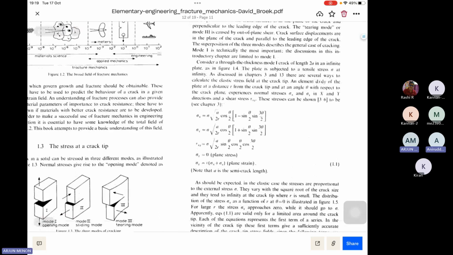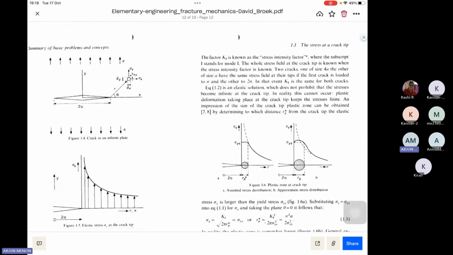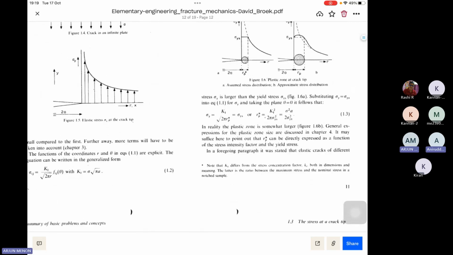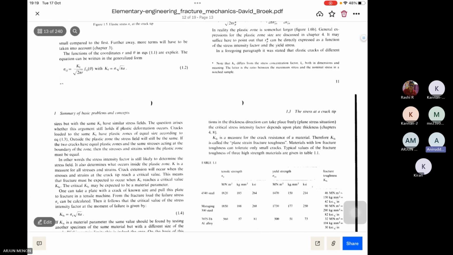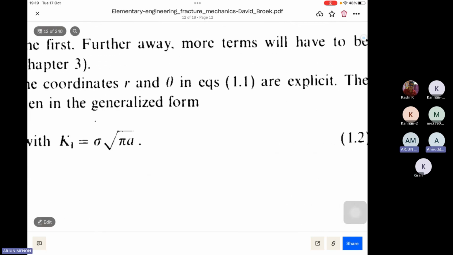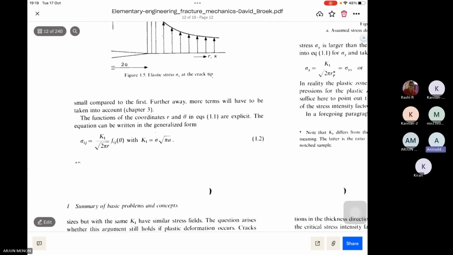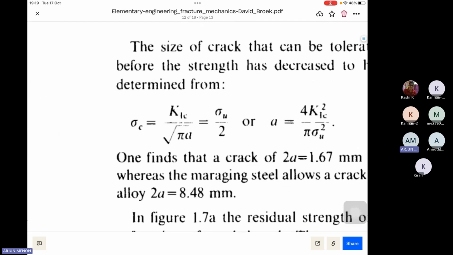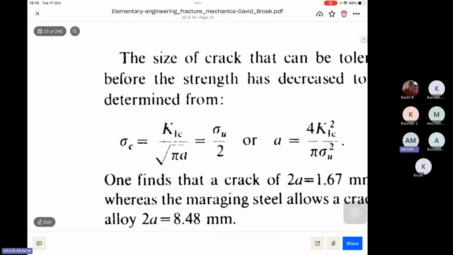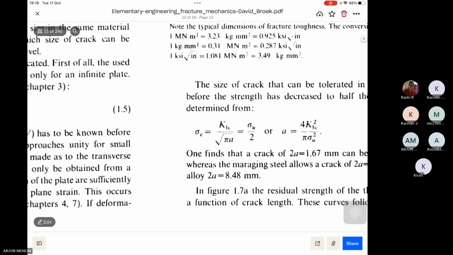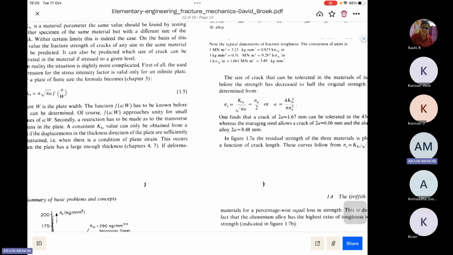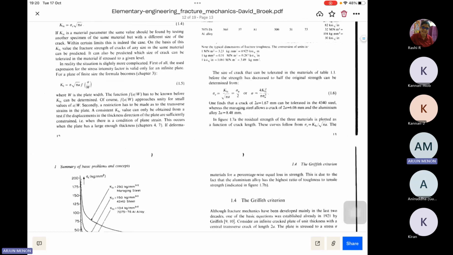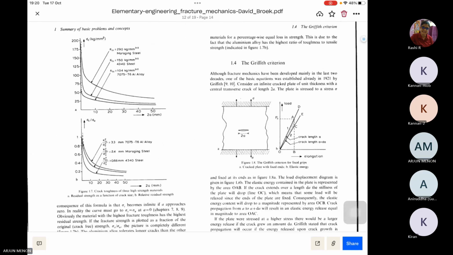So that's why I took it as 1 by root pi a. The same term, this root pi a factor, appears in many places. See here also, they have given sigma c is equal to K1c by root pi a. I don't know the concept, but we have to go through it actually. I don't remember it.